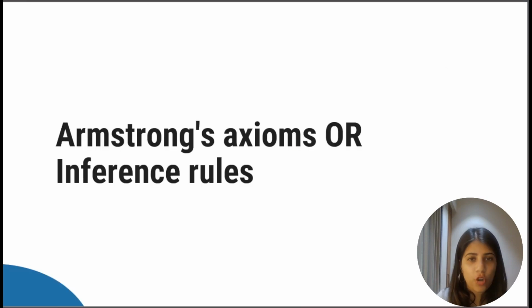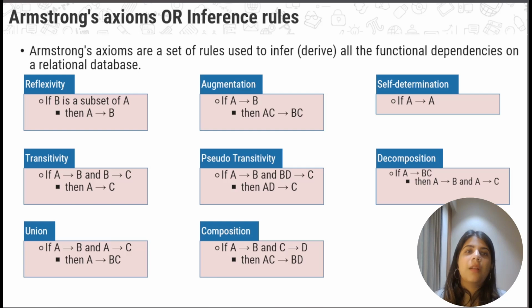Now, let's understand the next topic, which is Armstrong's axioms or inference rules. These Armstrong axioms or inference rules are also the properties of functional dependency. These are a set of rules used to infer or derive all the functional dependencies on a relational database. If we follow these rules, it will be very easy to find any kind of functional dependency.